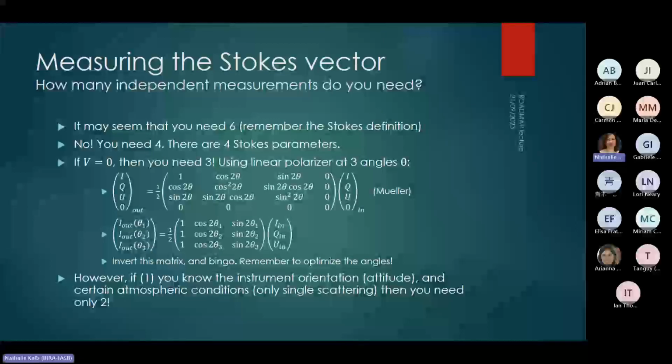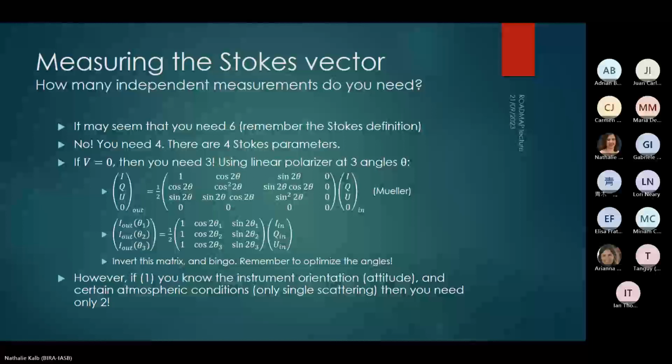So, how do you measure it? How many independent measurements do you need to measure the Stokes vector? Well, I told you Stokes' definition used 6 measurements. No, you need just 4 because the Stokes vector only has 4 components. If V equals 0, then you need only 3.